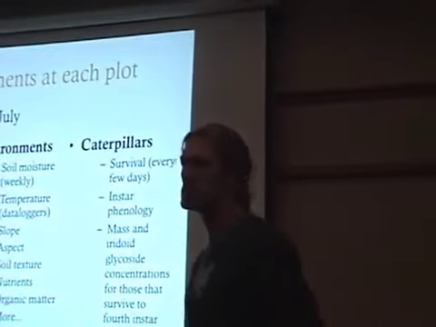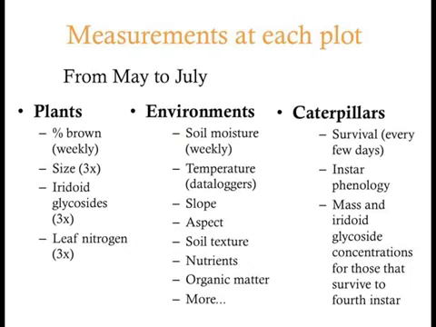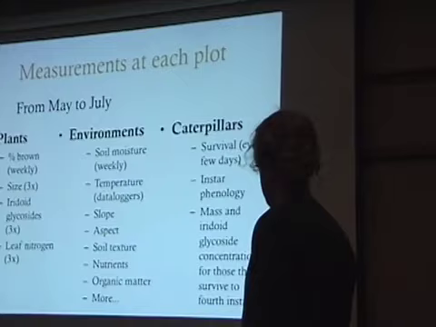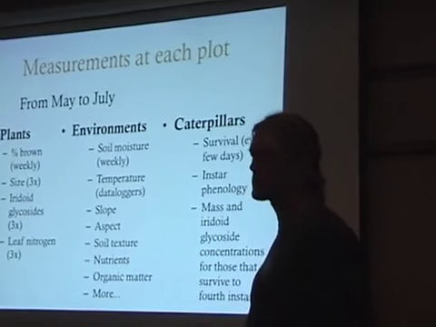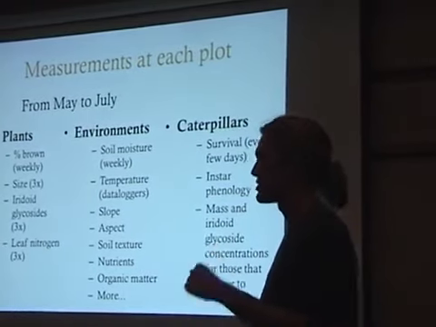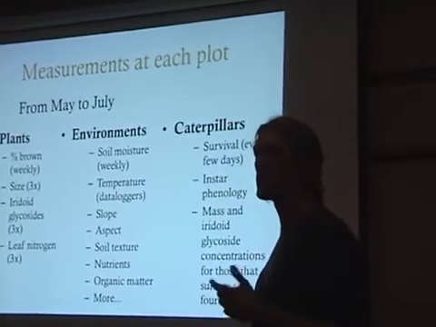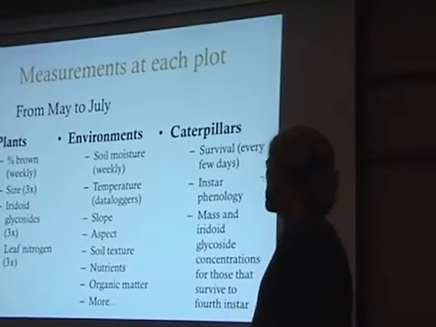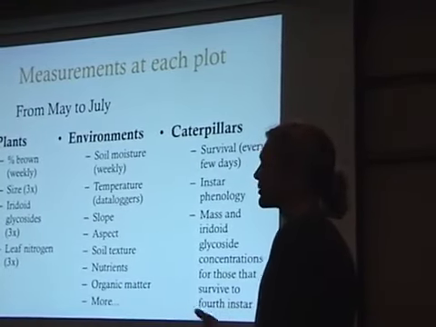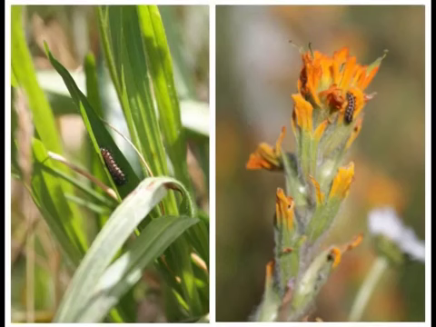And then for the caterpillars, every couple of days we tracked their survival, what instar they were in, how big they grew, and eventually we took a subsample to be ground up and have their iridoid glycoside concentrations measured. Because that's really important. It's unfortunate when we have to squish a bunch of caterpillars, but it also tells us whether they're defended against predators or not, and whether that differs depending on what species they're eating. So really important. Except human predators. Yeah. I ground them up anyway.